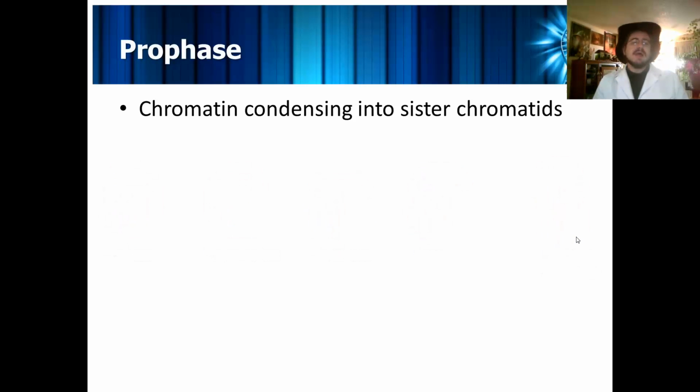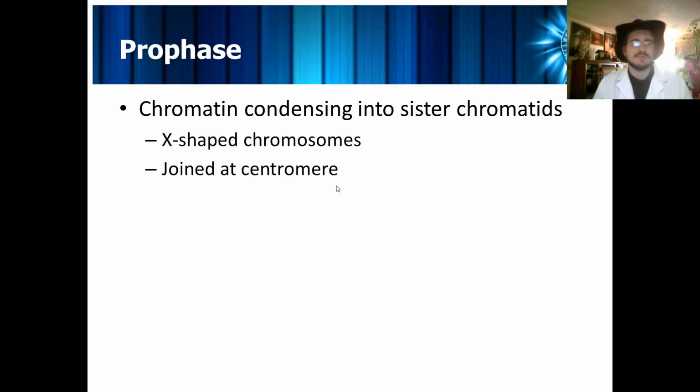So, prophase. In prophase, your chromatin is condensing into sister chromatids. And those sister chromatids are joined at the center by the centromere, that little button of DNA holding two identical sister chromatids together. And this forms the X-shaped chromosomes. Like I said, joined at the centromere.